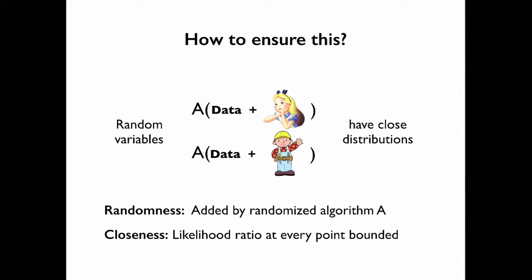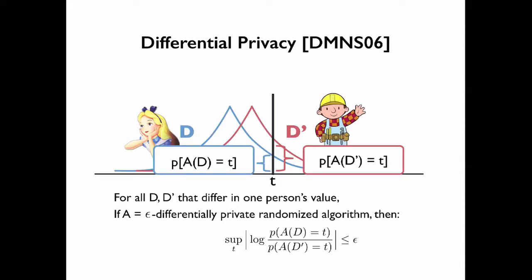In differential privacy, the randomness is added extraneously by the algorithm. So A is a randomized algorithm. And how is closeness measured? Well, to measure closeness, differential privacy uses the likelihood ratio, and requires that the likelihood ratio at every point is bounded. And so this finally leads to the definition.